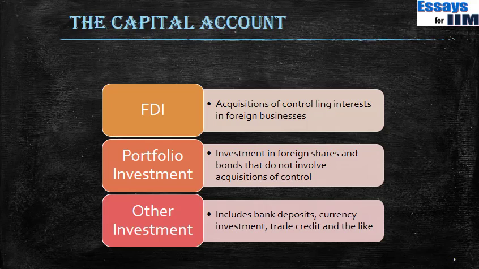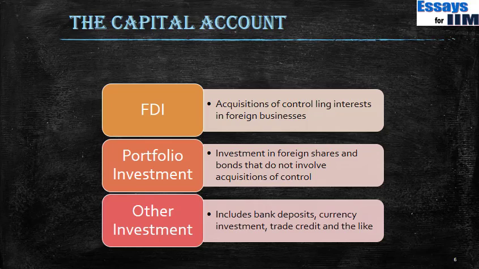Then the second capital account entity is portfolio investment, where a company or individuals come and invest in foreign shares and bonds, but it is not acquisition of control. So it's very minor amounts. If, let us say, a wealthy individual, let us say Bill Gates, comes to India and buys a few shares, not a controlling stake, but some shares in Reliance Industries, that will be portfolio investment.